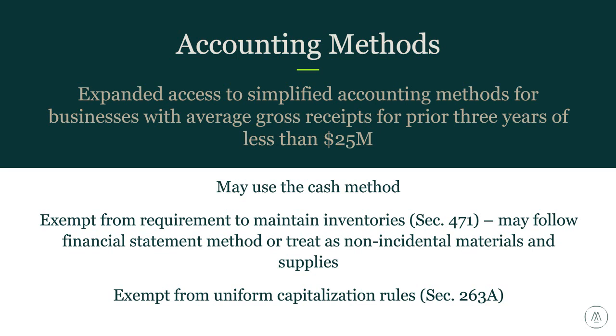tax purposes. They've also stripped out the requirement that you're ineligible if you maintain inventory or to be subject to the UNICAP rules. And so this has allowed the potential for a lot of taxpayers who are in between that $10 million and $25 million mark to look at whether or not the cash basis of accounting would be beneficial for them to use on their tax returns going forward. And this would be a potential method change that they could apply for on their 2018 tax return.